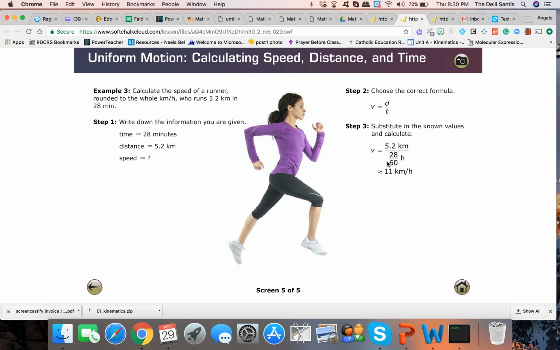So we did 28 divided by 60 to calculate the hours. 5.2 kilometers divided by that, you get approximately 11 kilometers per hour. Hopefully this reviewed the concept of uniform motion.